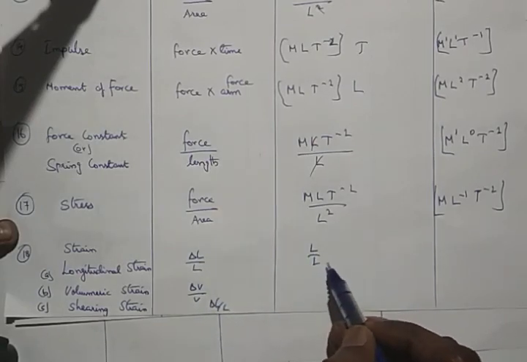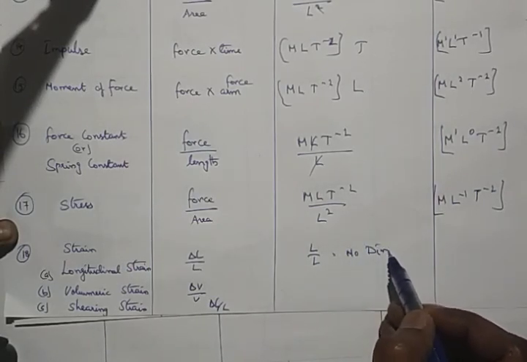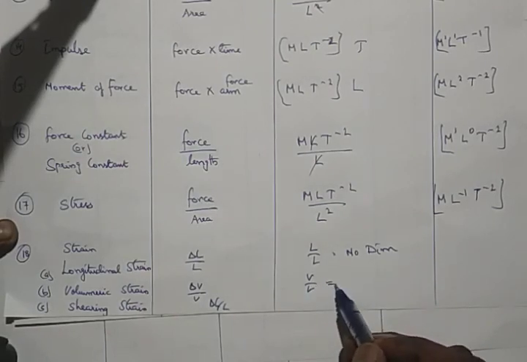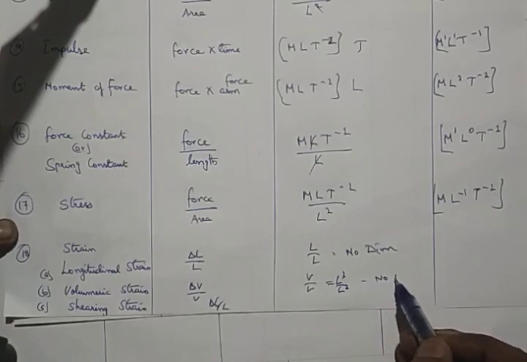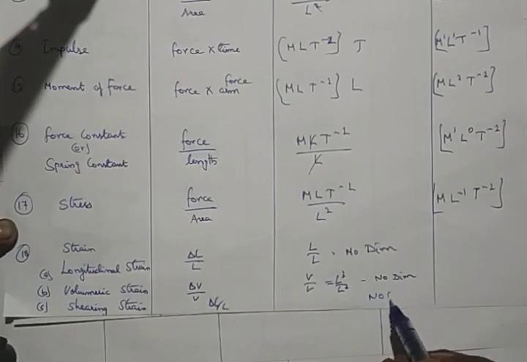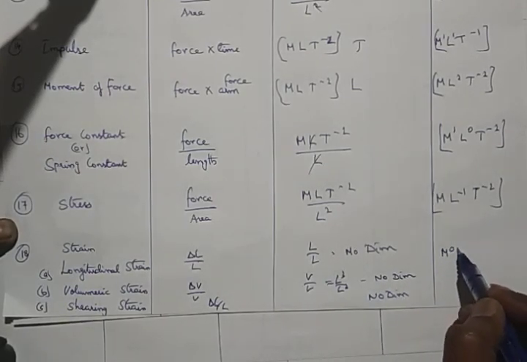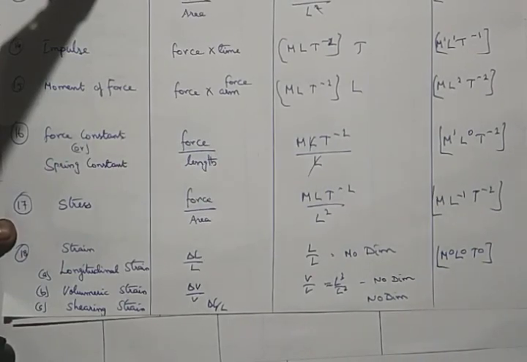So length upon length, both of them get cancelled out. No dimension. Volume upon volume, so both of them get cancelled. The L cube and L cube get cancelled out. No dimension. Here also length and length get cancelled out. No dimension. So for the entire strain, it is M0, L0, T0. All the three don't have any dimension.